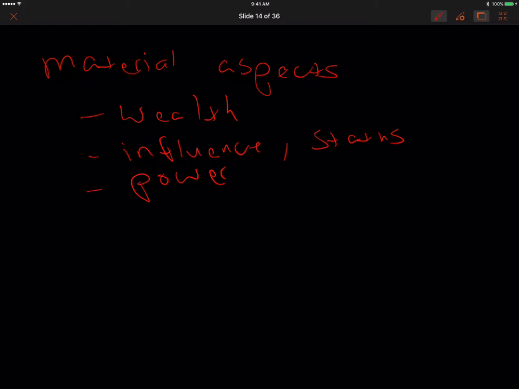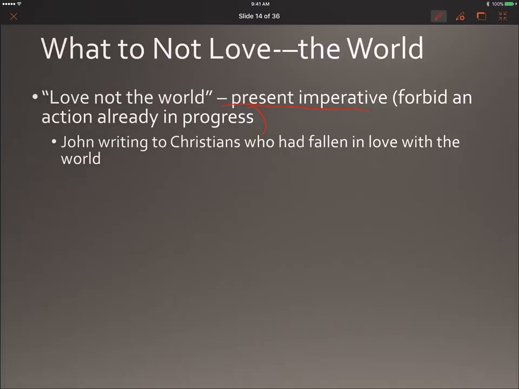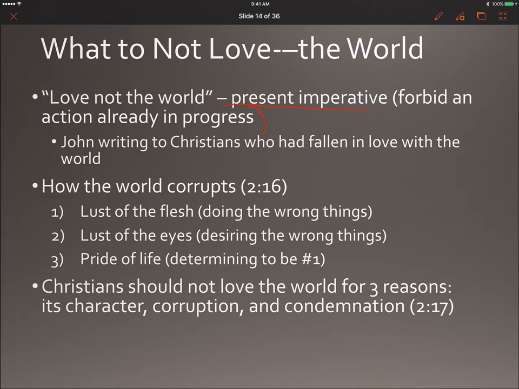And so this is what John is saying, writing to these Christians who had fallen in love with the world. Okay, the world corrupts. There are three things you'll need to know. So if you're taking notes, you'll want to write those down, put a little star beside it. How the world corrupts, verse 16: for all that is in the world, the lust of the flesh, lust of the eyes, pride of life. The lust of the flesh by doing the wrong things, lust of the eyes by desiring the wrong things, and the pride of life, determining to be numero uno.